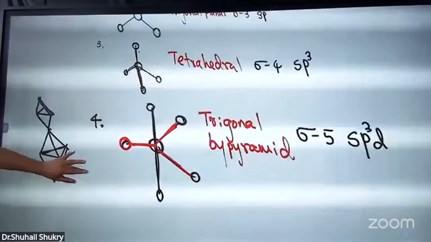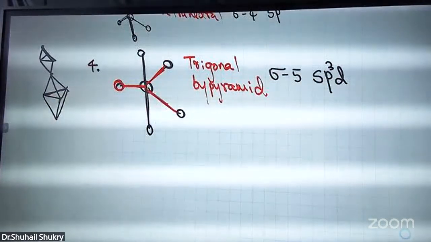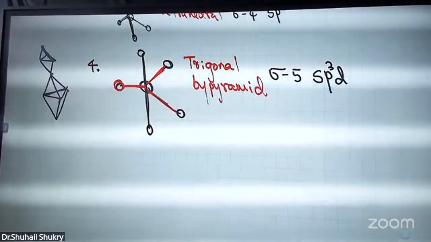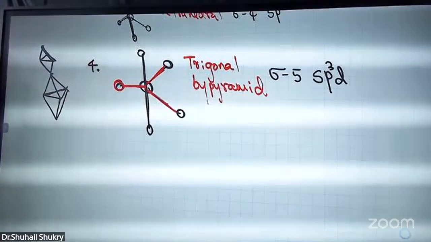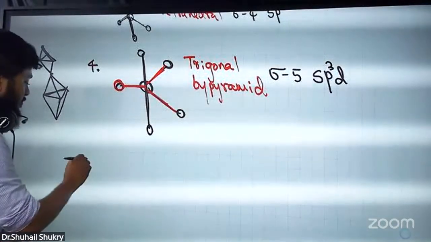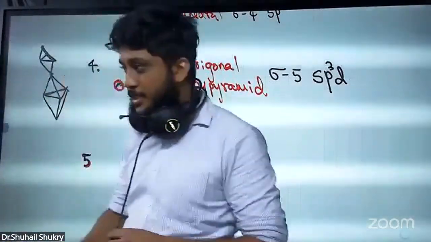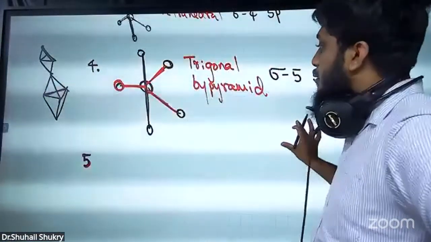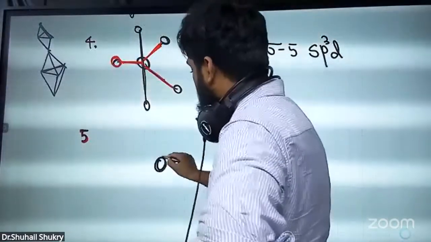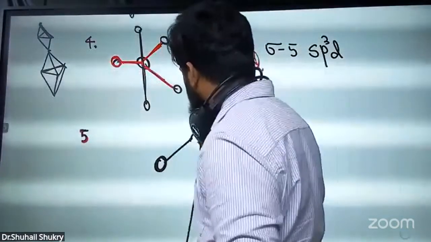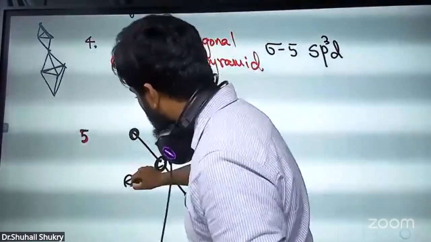Right. This is the last thing. Main figures are finished. Then number 5. Everyone okay with this? Now number 5. This is the central atom. Around this, first of all, I will fix four like this, like a square, all in one plane.